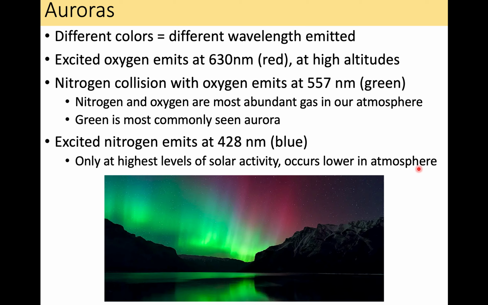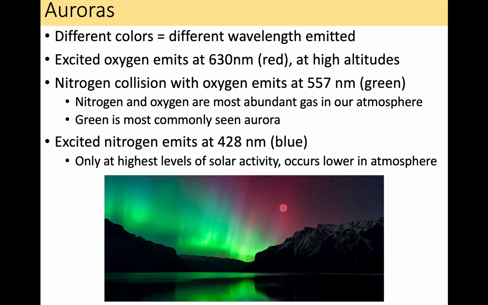So if you see red, you're generally going to see it higher up in the atmosphere, so further from the surface of the Earth. That is oxygen that's being excited. So when oxygen is excited, it emits a photon at about 630 nanometers, which is in the red. So if you see red, it's a little more rare. You're looking at excited oxygen.